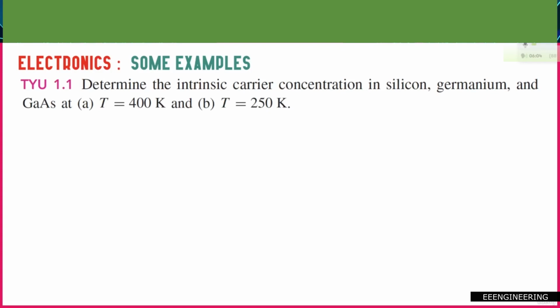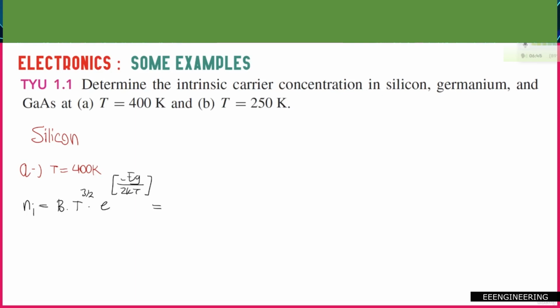First of all, let me start with silicon. In part A, we have T equal to 400K. The intrinsic carrier concentration, let's remember the formula, is n_i = B times T^(3/2) times e^(-Eg/2kT). It is not hard to remember what these variables stand for. B is a coefficient that is unique to each material, T is the temperature, Eg is the band gap energy, k is a constant, and T is again temperature.